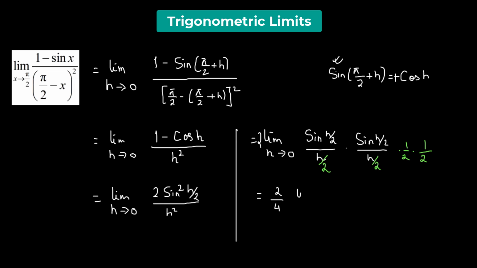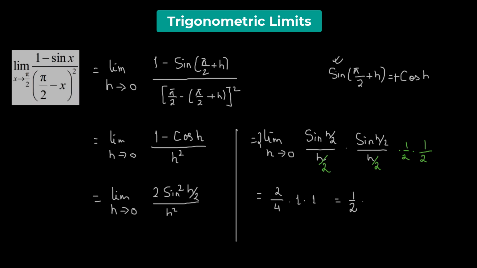Now we apply the limiting value to each of the functions. By definition, sine h over 2 divided by h over 2 will have a limiting value of 1 when h approaches 0. So we have 2 over 4 times 1 times 1. So this is going to give us a limiting value of half.